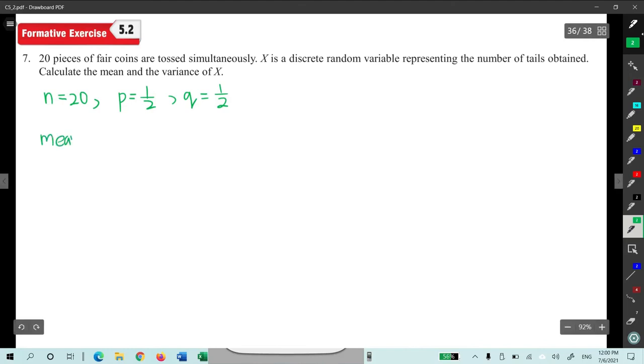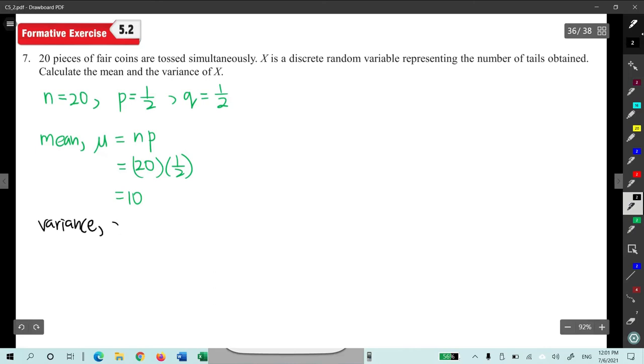So mean, mu equals to np. 20 times 1 over 2, mean is equal to 10. And for variance, sigma square is equal to npq. So np is equal to 10. So we just take 1 over 2 and multiply with 10. And the variance is equal to 5.